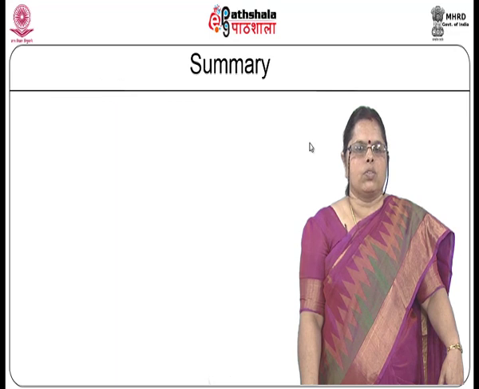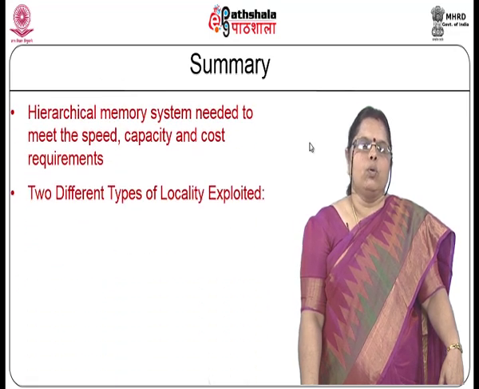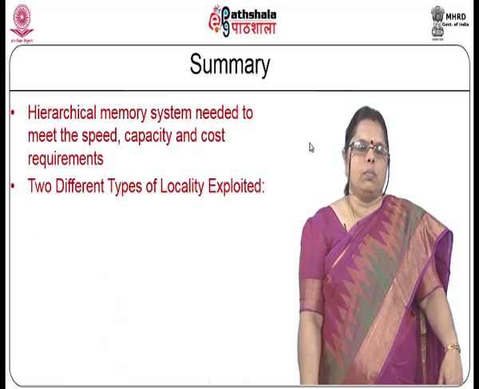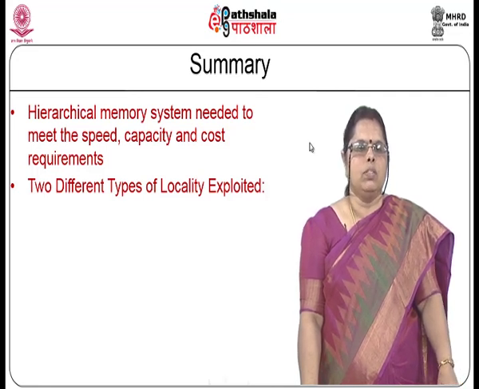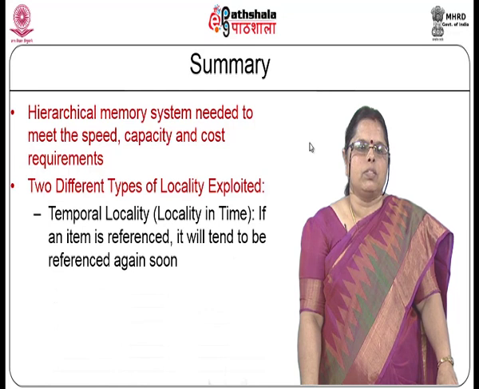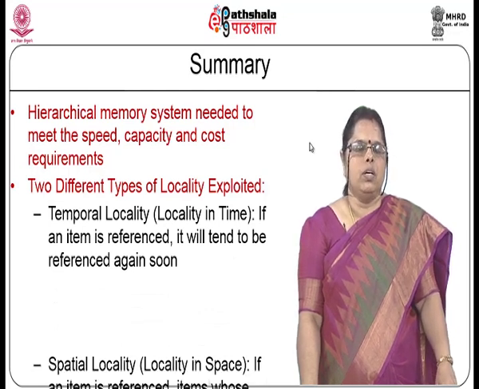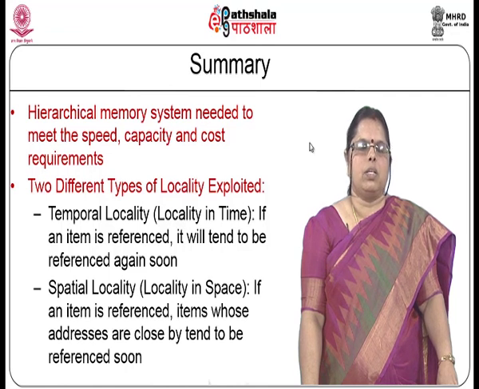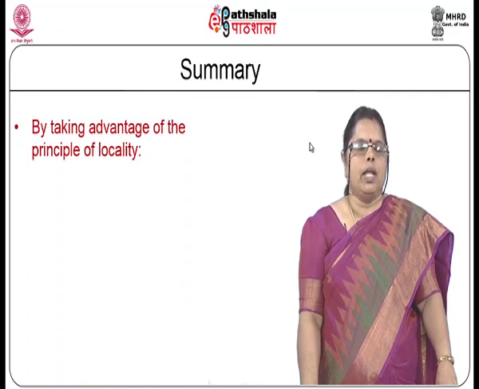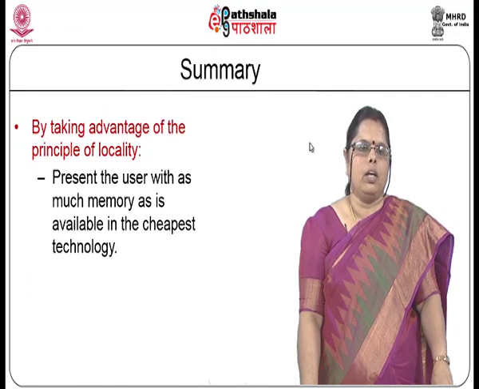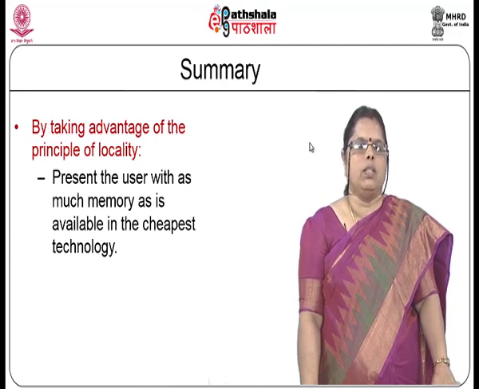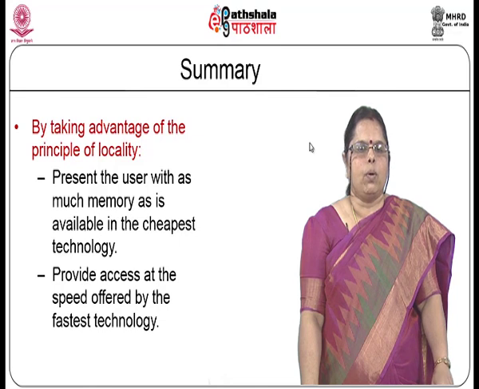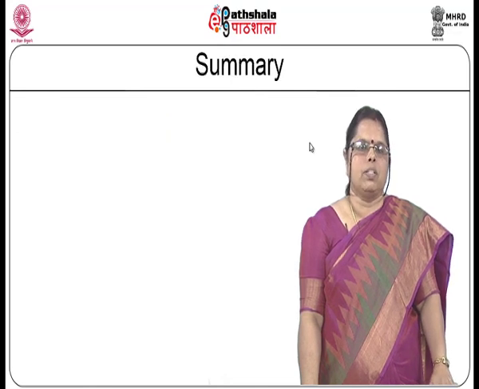So, to summarize, we have looked at the need for a hierarchical memory system in order to meet the speed, capacity and cost requirements. And when you look at a hierarchical memory system, we basically try to exploit two types of locality of reference, the temporal locality of reference and the spatial locality of reference. And by taking advantage of the principle of locality, we are trying to present the user with as much memory as is available in the cheapest technology and provide access at the speed offered by the fastest technology.